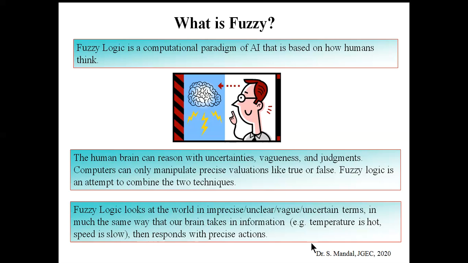Like temperature is so hot or not so hot or cold or not so cold or extremely cold. These are linguistic variables where lots of uncertainties are associated. We cannot just say that this is hot or this is cold, that means either 1 or 0, but we shall use some intermediate terms like not so cold or extremely hot. So fuzzy logic mainly deals with this vagueness, imprecision or unclearness.